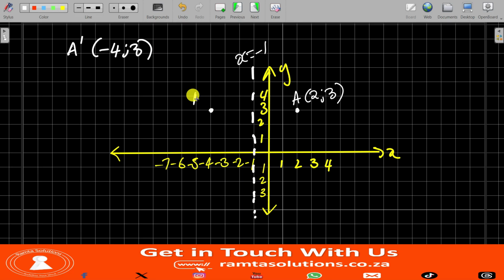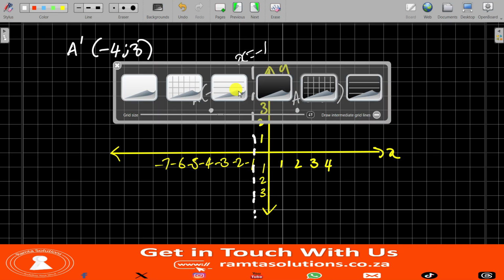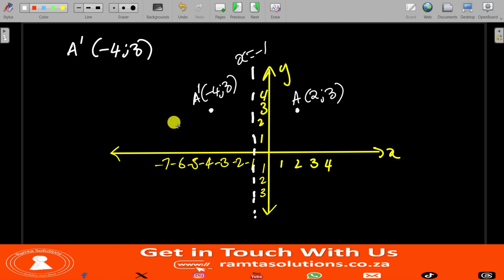Hence, it is not shocking that we get A prime at -4 and 3, exactly what we got here, right? Do you guys now see it? This is your transformation, reflection geometry.